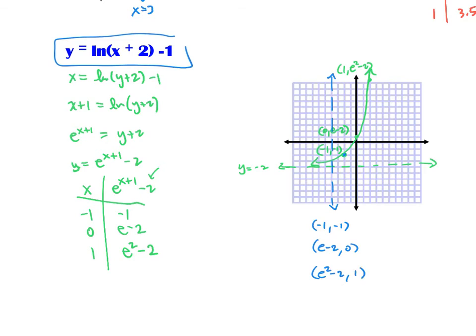So -1, -1 is a nice point. E minus 2, comma 0 is going to be right in this general area. And e squared minus 2, comma 1, we said was like around 6, so 6, comma 1 would be here. All right, so our graph, ooh, this is going to be really interesting. It's going to look like that. That's really nice. If I drew the line y equals x, look at that, a nice perfect reflection about that line. So that would be the graph of y equals ln of x plus 2 minus 1.